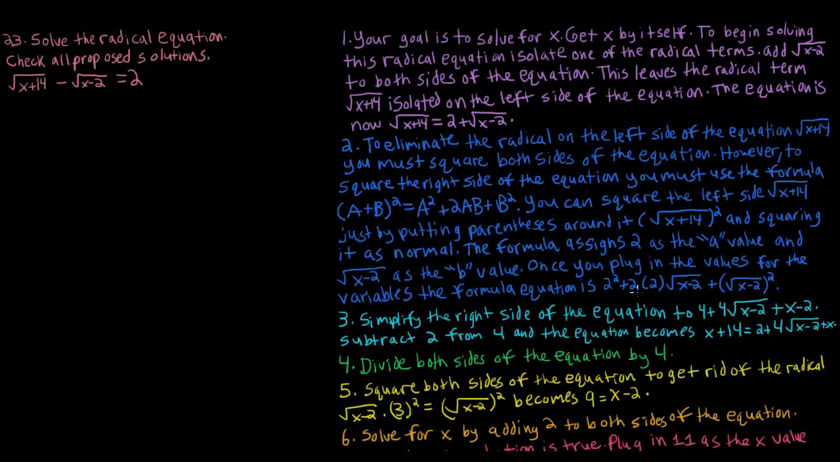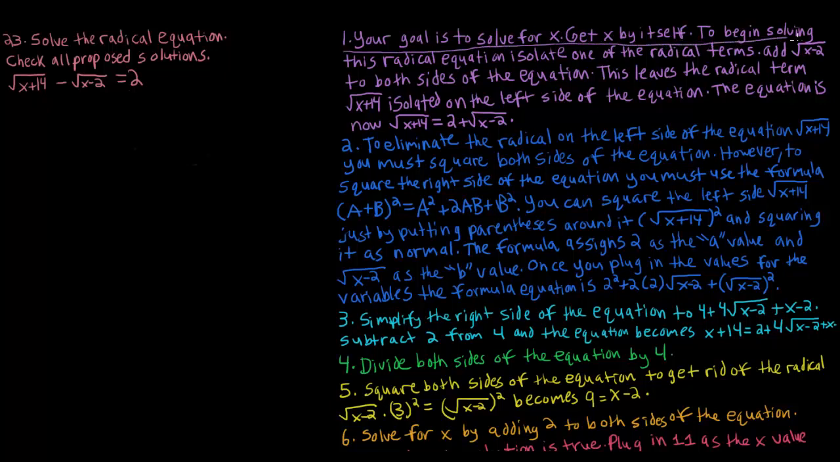Problem 23. Solve the radical equation. Check all proposed solutions. The square root of x plus 14 minus the square root of x minus 2 equals 2. Step 1. Your goal is to solve for x. You want to get x by itself.